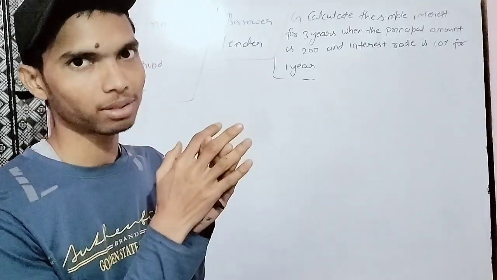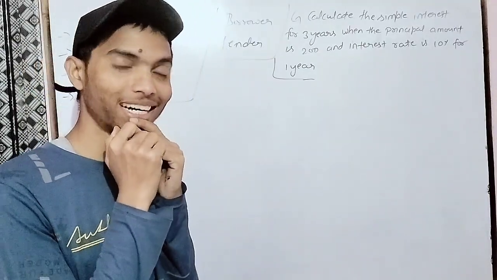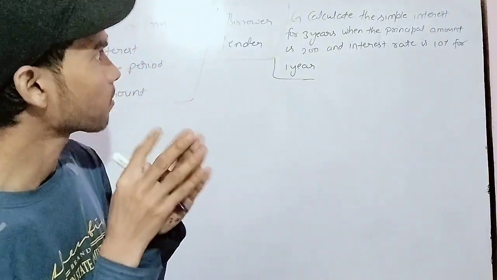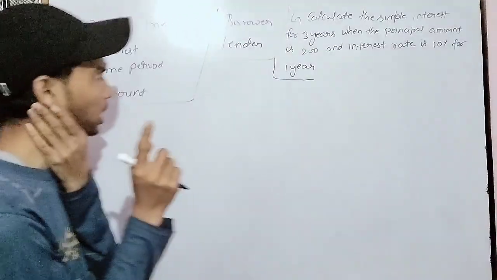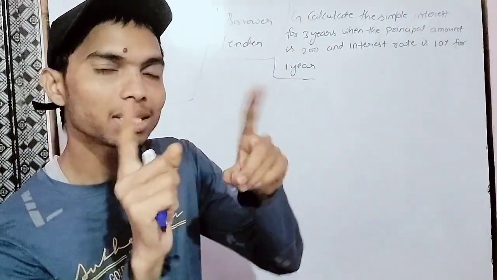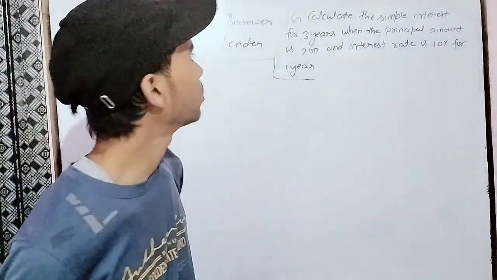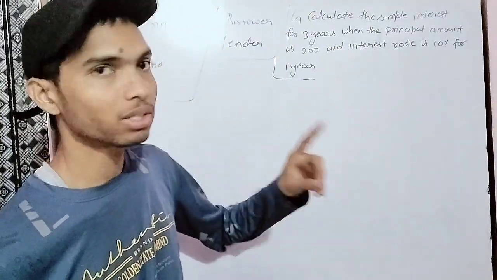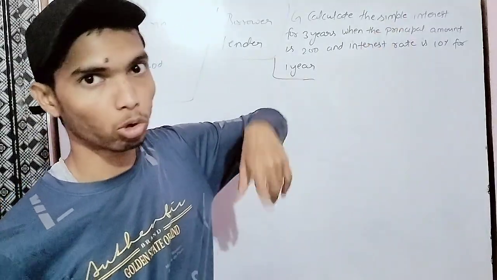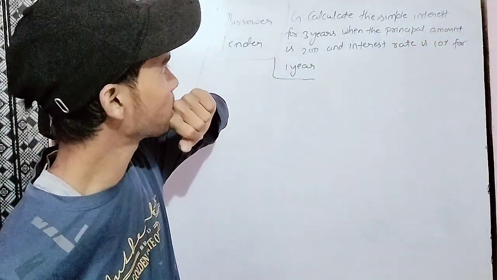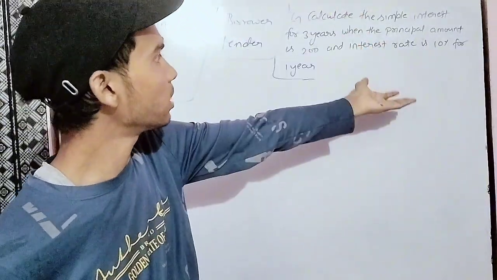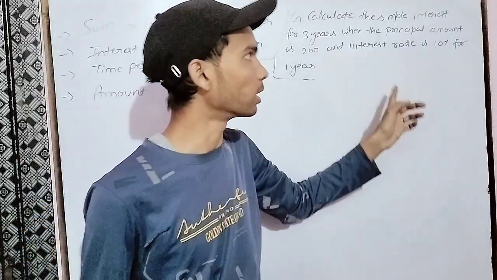Calculate the simple interest. Now what is simple interest? I will tell you, don't worry. We have to calculate simple interest over 3 years, when the principal amount is how much? The principal amount is 200. This is the principal amount, not the amount. The principal amount is 200 and the interest rate is 10%. At a rate of 10%, this is for 1 year.